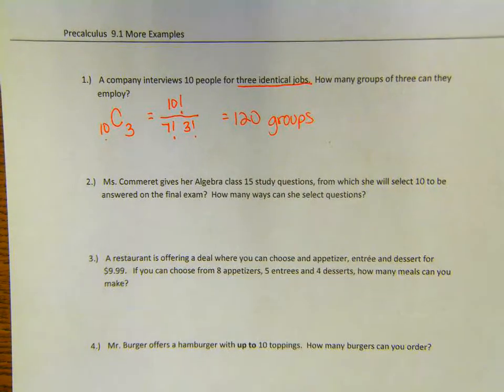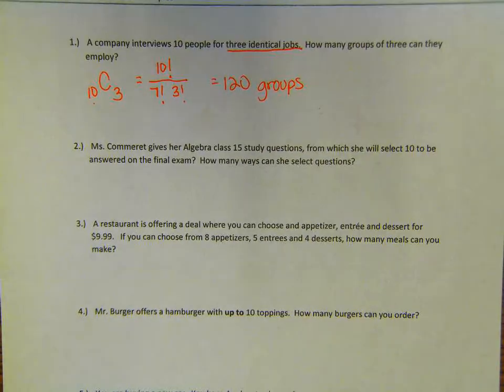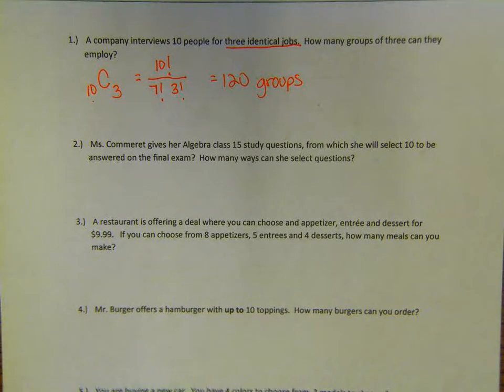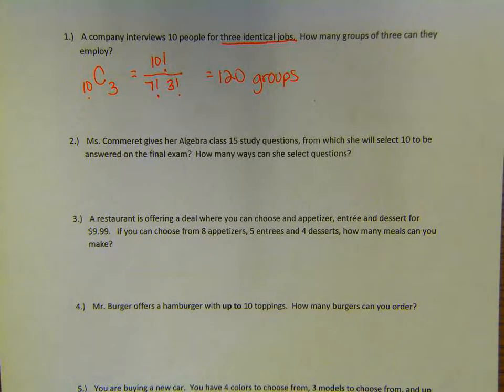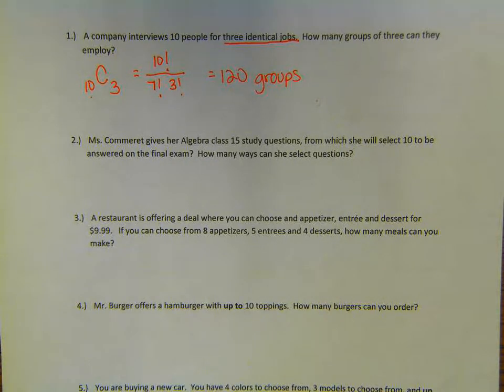Okay. Ms. Comrie gives her algebra class 15 study questions from which she will select 10 to be answered on the final exam. How many ways can she select questions? And I guess what I'm thinking is how many ways is it going to matter? For instance, if you've studied the 15 questions and I pick 10, those 10 could be in any order. It wouldn't matter, right? They would just be on the exam. So in this case, order does not matter. So how would I set up this one then?